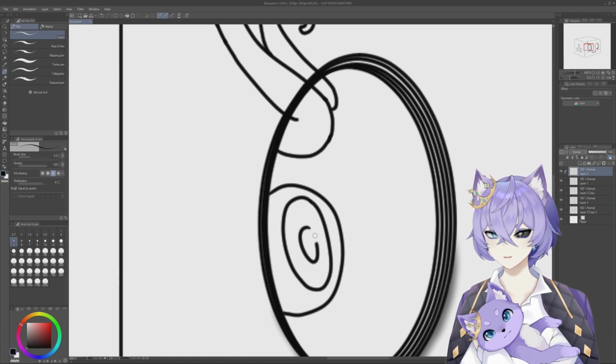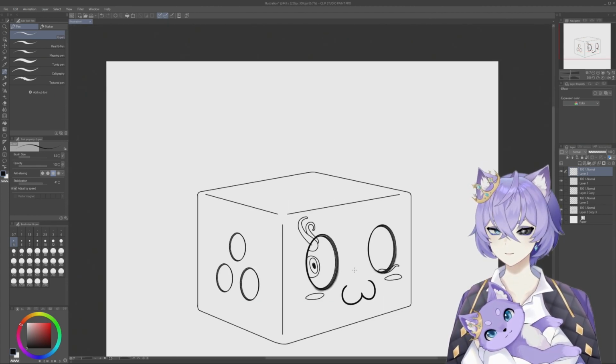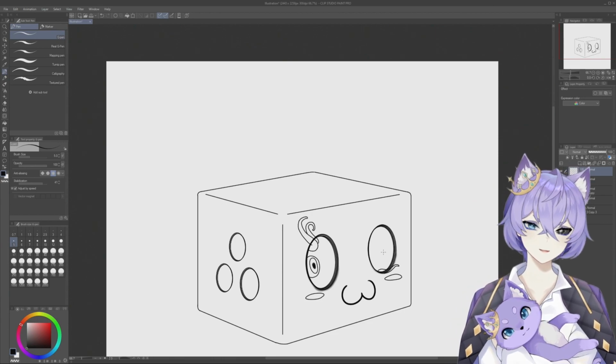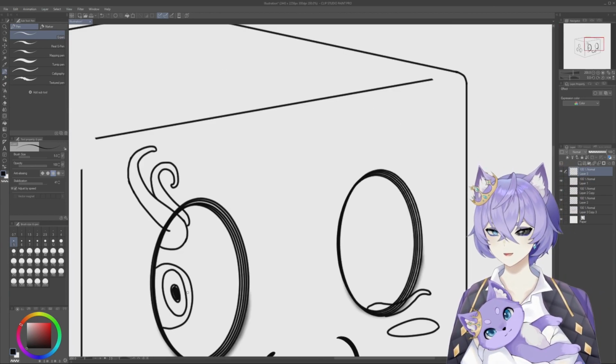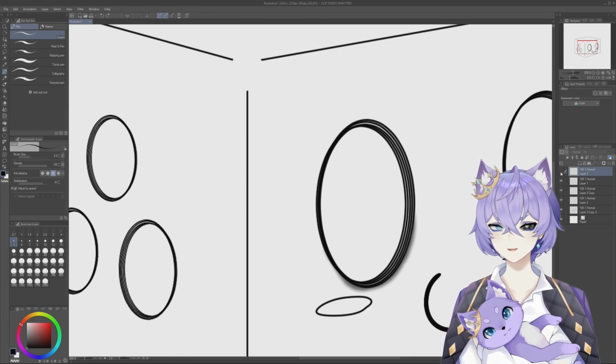Iris, pupil. Well, that's unsettling. I like it. All right, let's make that work. Let's make that work. Time to make things weird.